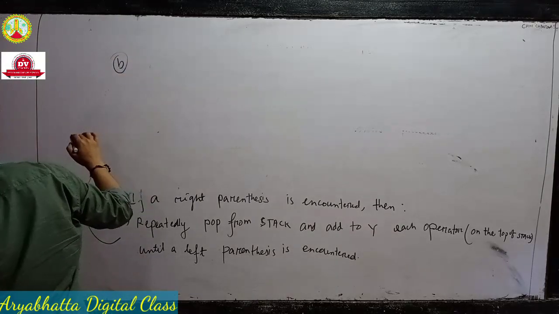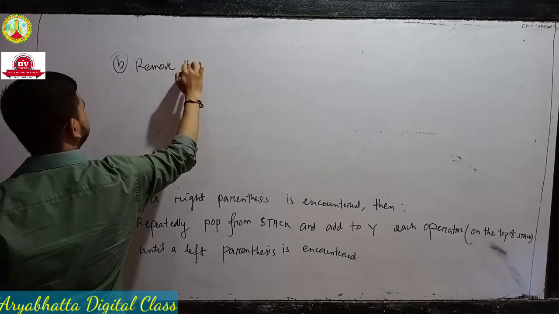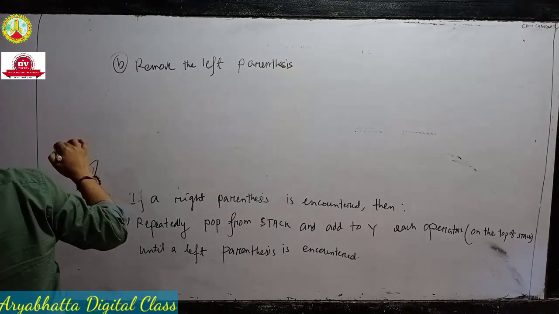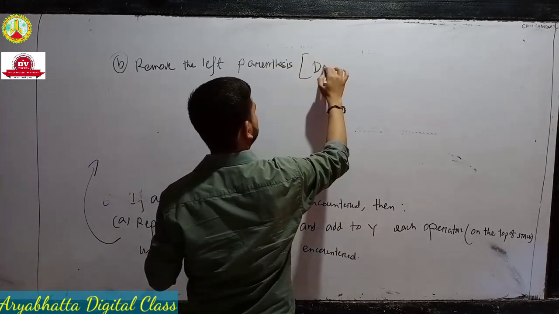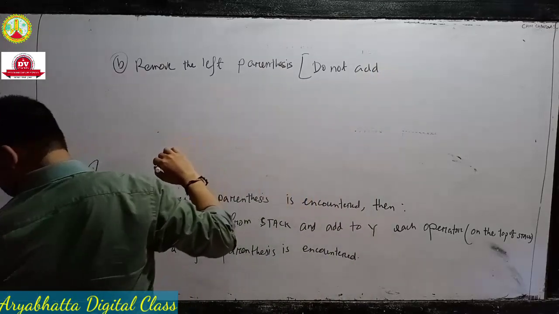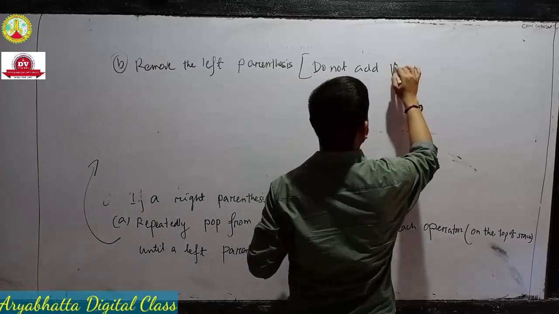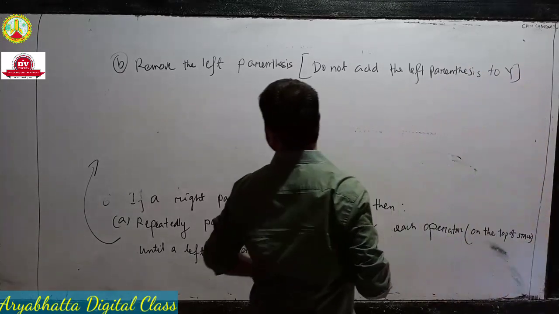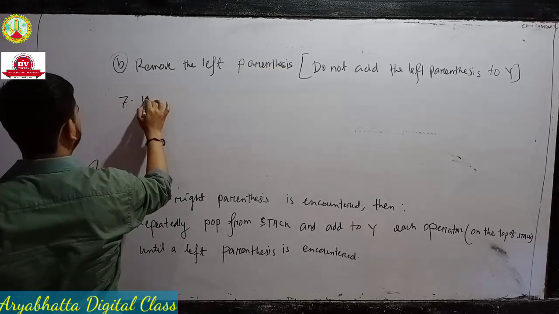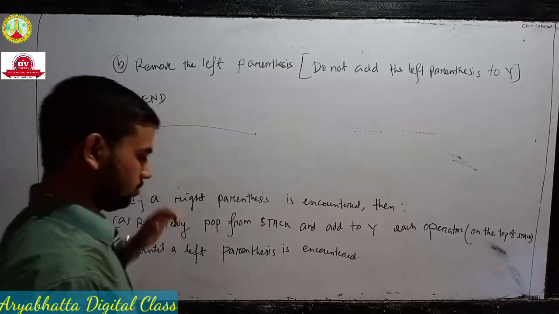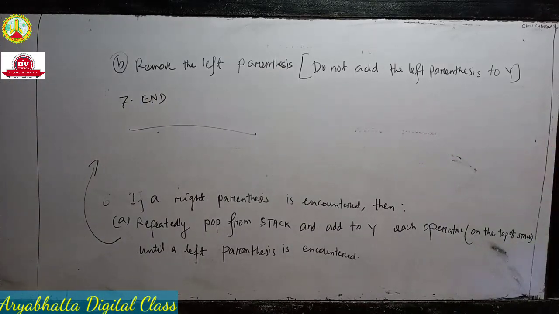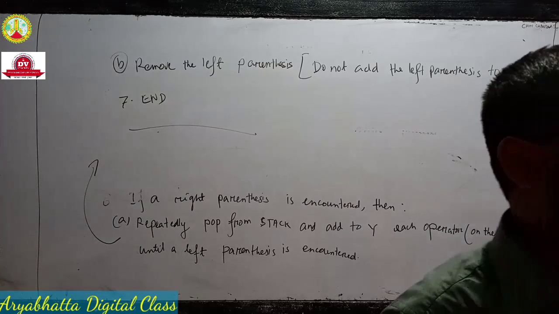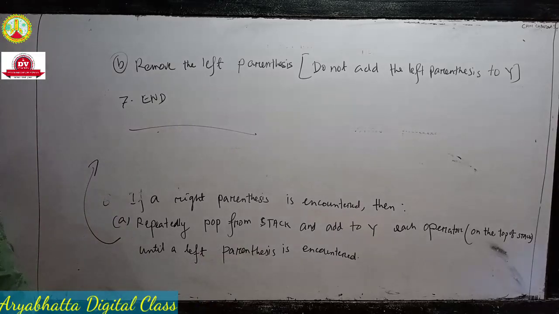After that, remove the left parenthesis. One note: do not add the left parenthesis to y. And after that, number 7 is end. Means after that we have to remove the left parenthesis. Do not add this parenthesis to the stack. In the stack, actually, we have to remove this left parenthesis. So we have to do a problem regarding this algorithm. You easily understood it then.